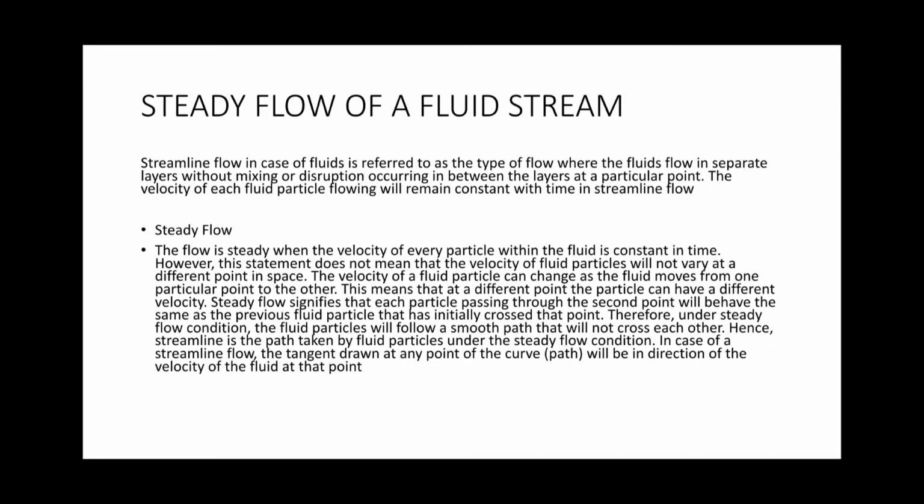This steady flow means that when a particle moves from one point to another point, it will be constant. Therefore, under steady flow conditions, the fluid particles will follow a smooth path that will not cross each other. Hence, a streamline is the path taken by fluid particles under the steady flow condition. In the case of a streamline flow, the tangent drawn at any point of the curve will be in the direction of the velocity of the fluid at that point.